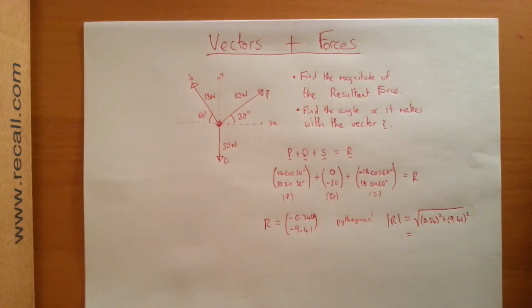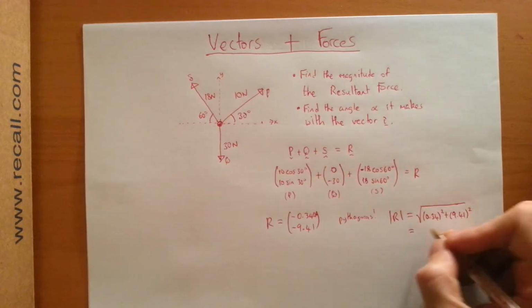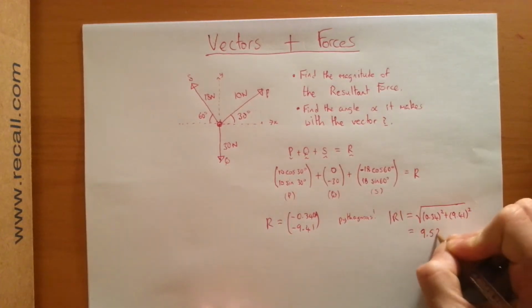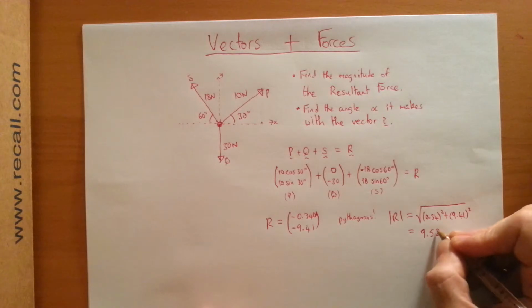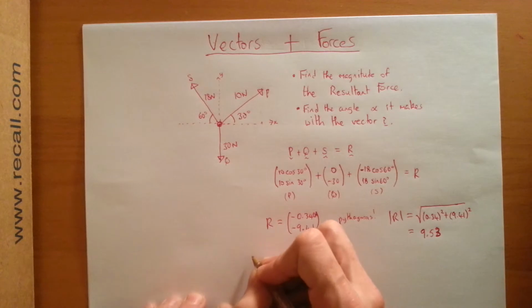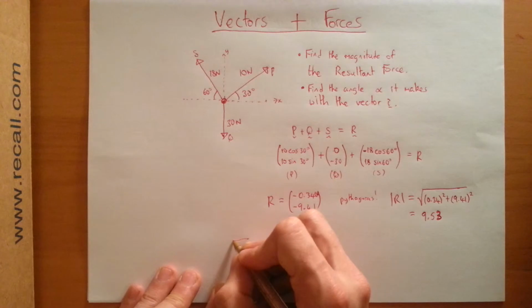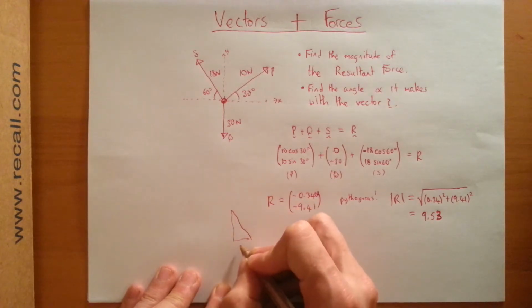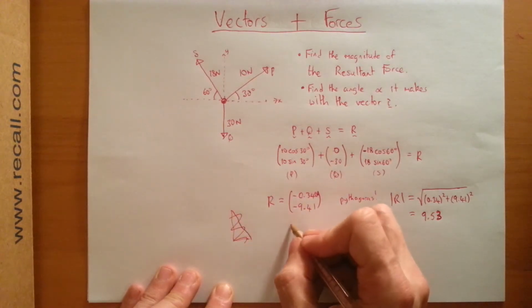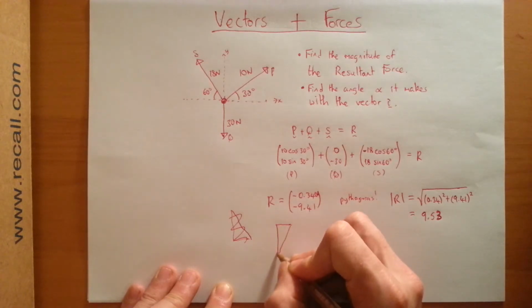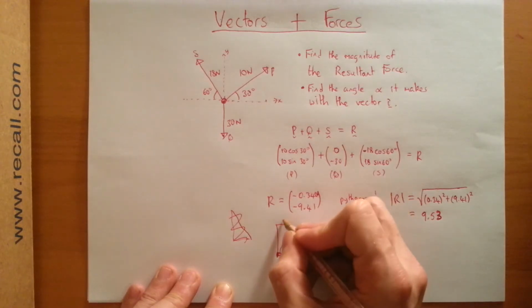And I make that 9.526. That is the magnitude. 9.53, sorry. Poor rounding from Mr. Nichols there, apologies. As for alpha, well, for alpha we're just going to think of this vector, it's really 0.34 across and minus 9.4 down. So it's like that. That's what that vector actually looks like. That's the resultant vector. It's going to go in that direction.